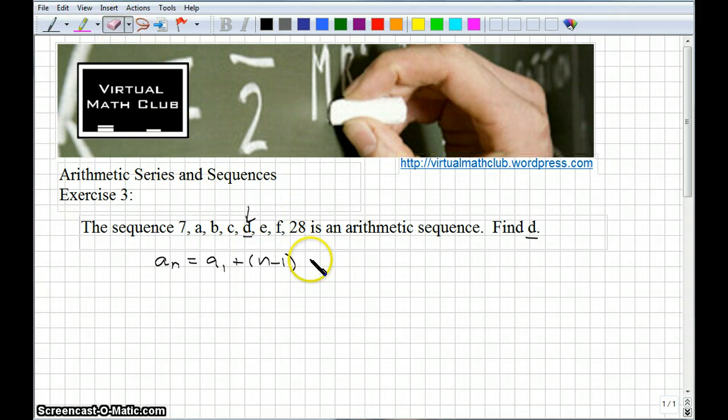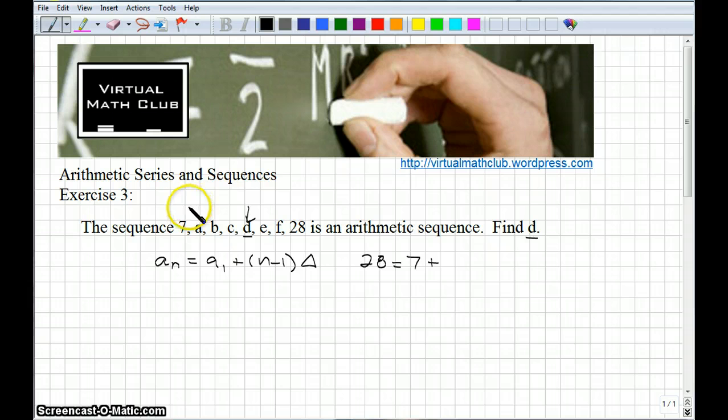Delta is often used by mathematicians and scientists to represent a difference. Okay, and it's just a Greek letter. So instead of using these Roman letters, we'll use a Greek letter. All right. So let's see if we can plug in the last number here. So we know that 28 is equal to 7 plus n minus 1.